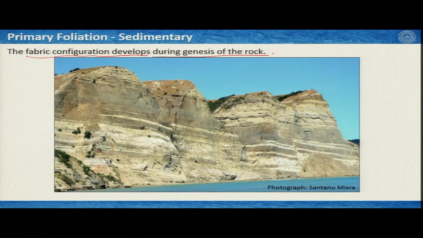So, what you see here is a carbonate terrain. These are carbonates alternating with some shelly rocks, the dark gray ones, and you see that these layers are sedimentary layers. They were deposited at one point in time and now they are lithified. So, this is a primary foliation.